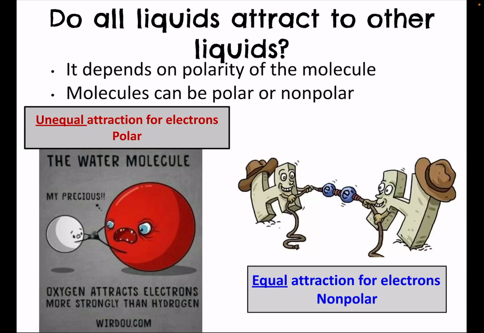Now, do all these liquids have the same kinds of stickiness or intermolecular forces? And the answer to that is no, not all liquids do have the same attractiveness. It depends upon their polarity.